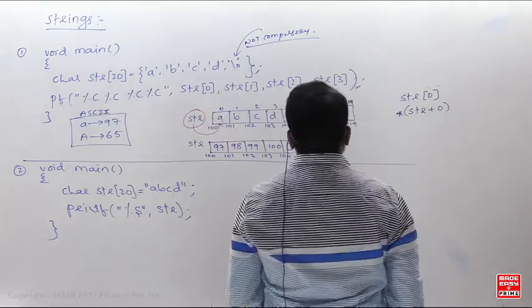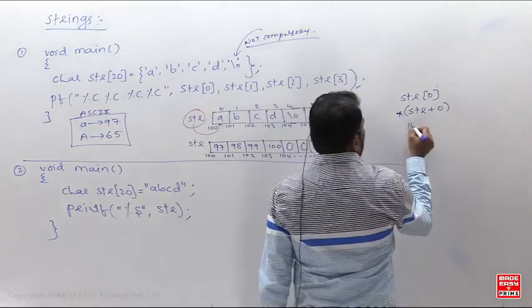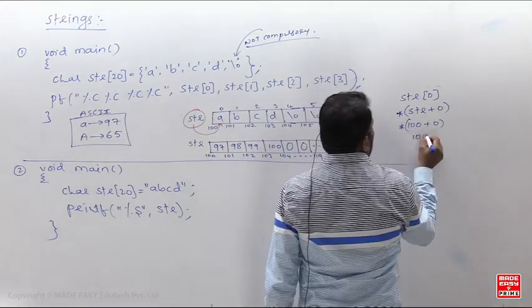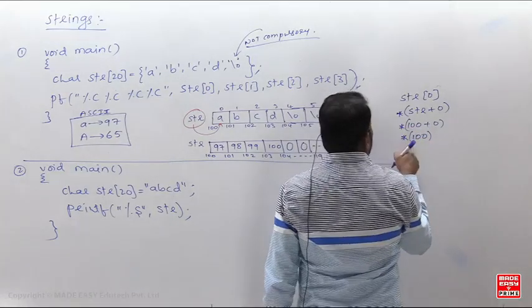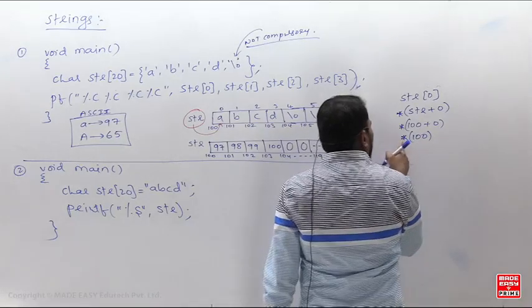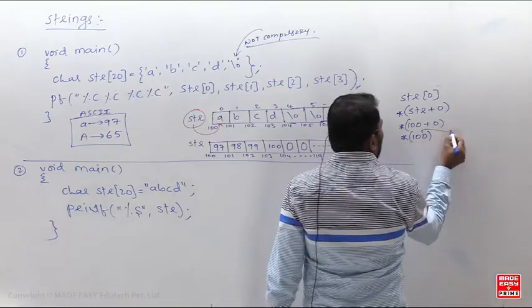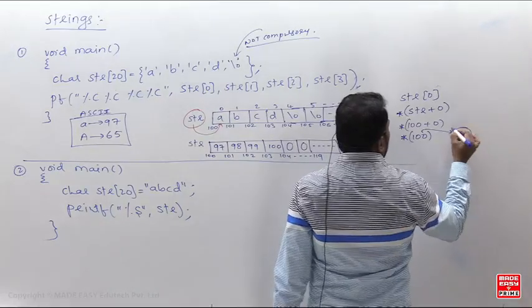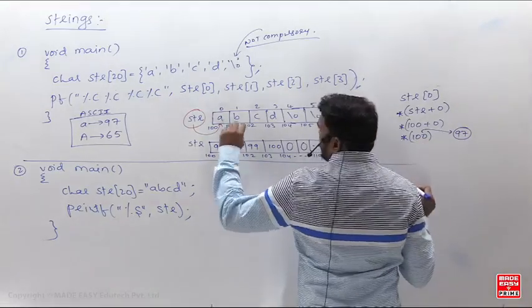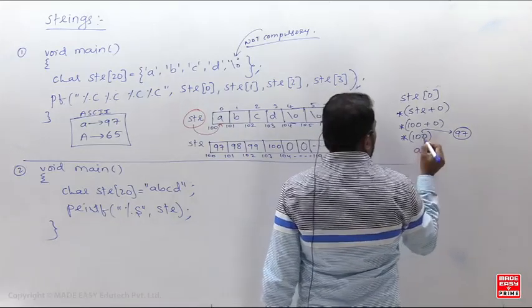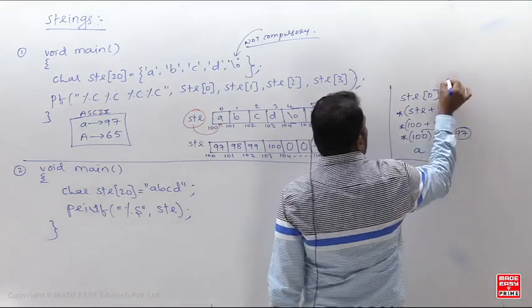If you are printing this, look: str means 100, so *(100 + 0) is *(100), the value at the location 100. Value at the location 100 is an ASCII value. How much is the ASCII value here? 97. But because you are printing with %c, it will print the character. So the character is A. It will print A.